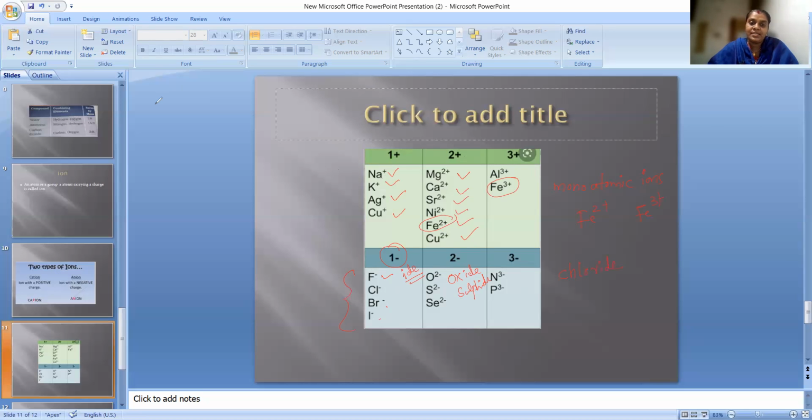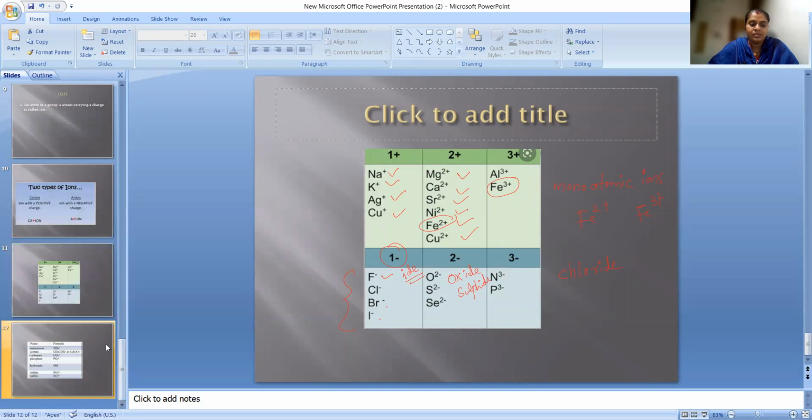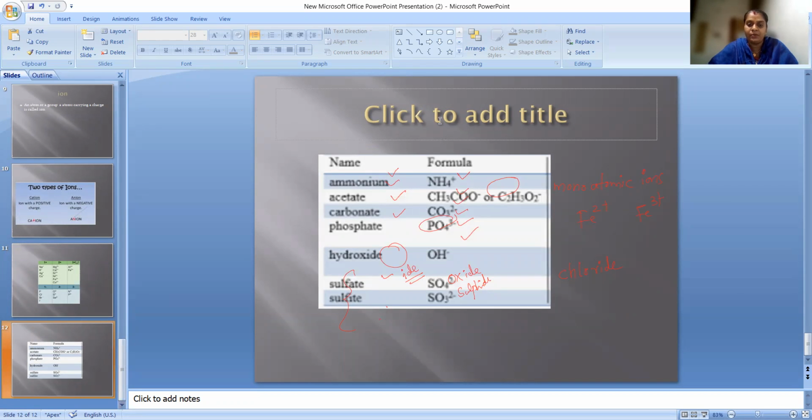Now let us see examples of polyatomic ions. Only one polyatomic ion we are learning that is positively charged, that is ammonium, NH4+. Acetate we don't need; you can just know the formula, CH3COO minus, and carbonate CO3 2 minus. This is the overall charge of the ion. And then hydroxide OH minus, sulfate SO4 2 minus, and sulfite SO3 2 minus.